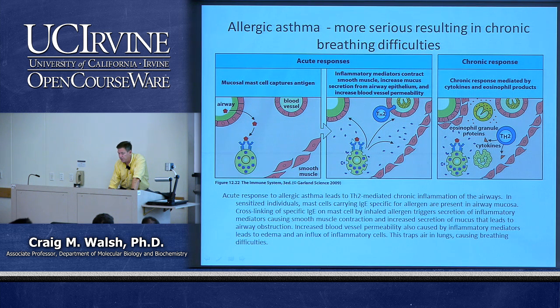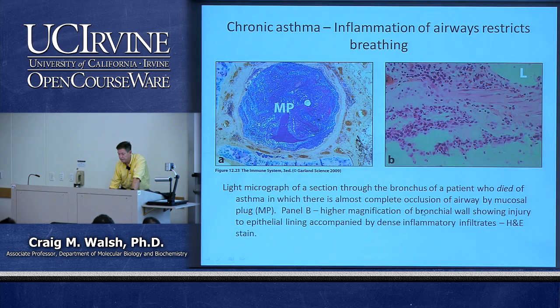If this is happening over time, the result is that you start to recruit in some Th2 cells, and obviously that's going to help with greater production of IgE. But on top of that, because they're producing Th2 cytokines, these can then lead to enhanced tissue damage, enhanced recruitment of eosinophils, and then over time you get pretty significant tissue damage. And so examples of that are shown here.